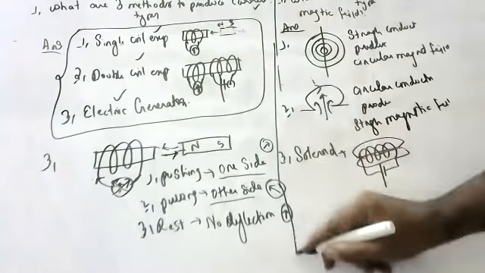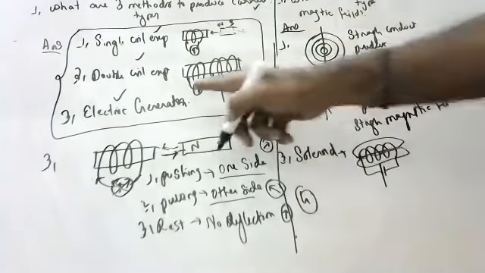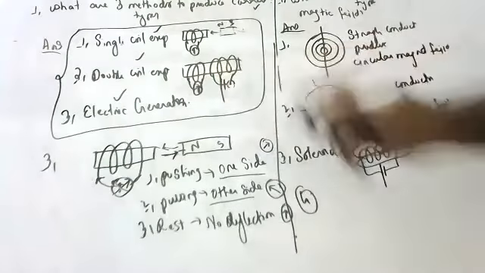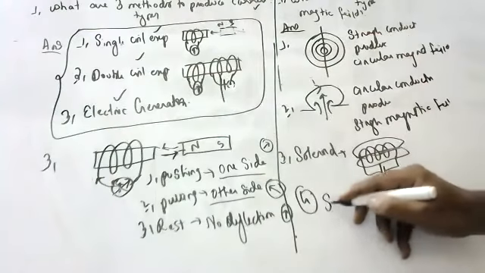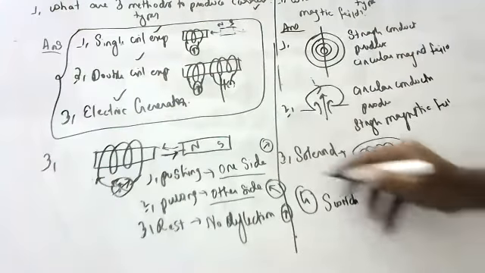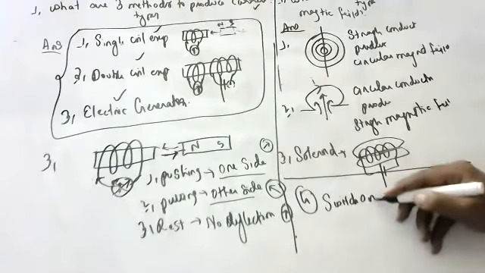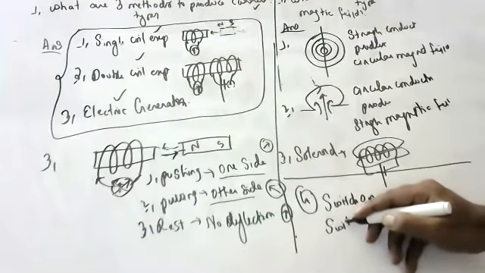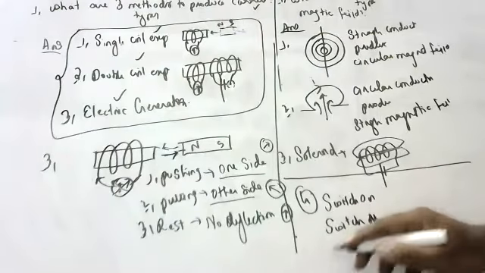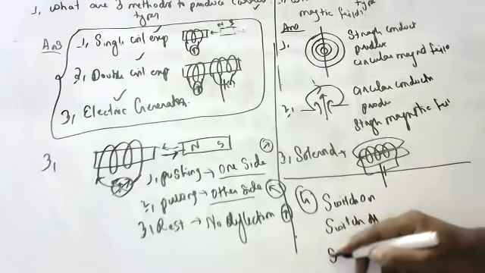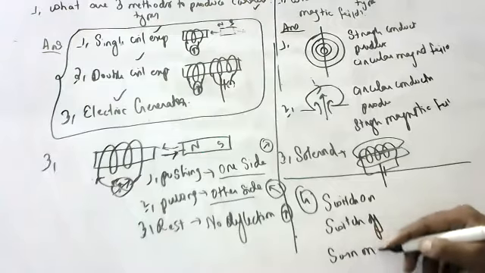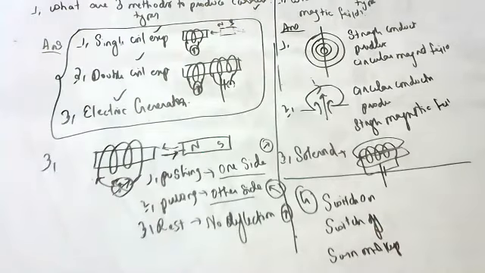Or on this also they ask, children. On the double coil experiment also, what they ask is: what happens if you switch on? What happens if you switch off? And what happens if you switch on and keep it like that?